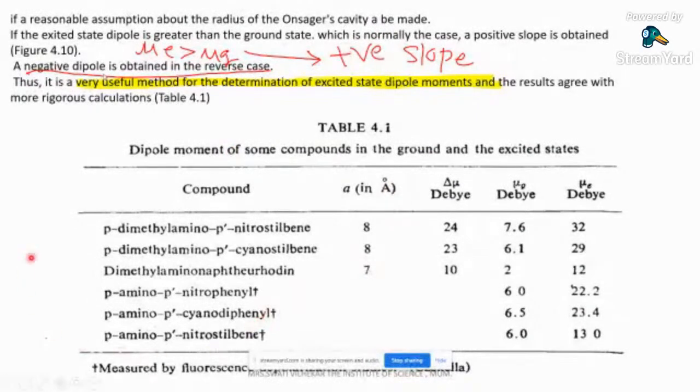And these are some values for the different compounds for del mu, mu g and mu e. Those have been obtained. So this technique is very useful to determine the excited state dipole moments, which can be obtained from the graph.